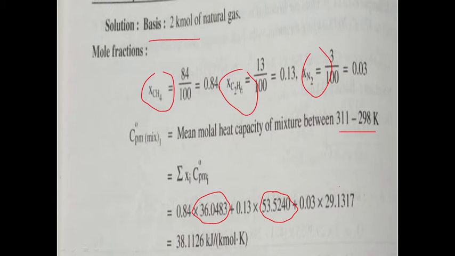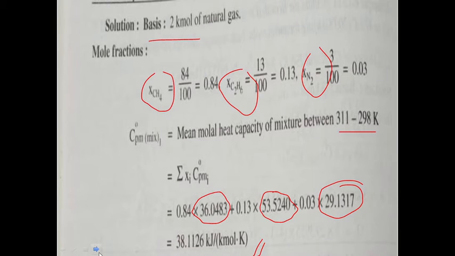Okay. So then the nitrogen Cp m dot value, 29.1317, multiplied by the mole fraction. Are you clear? Okay. So finally we get 38.1126 kilojoule per kilomole Kelvin. So this is the Cp m dot for the first case. Are you clear or not?